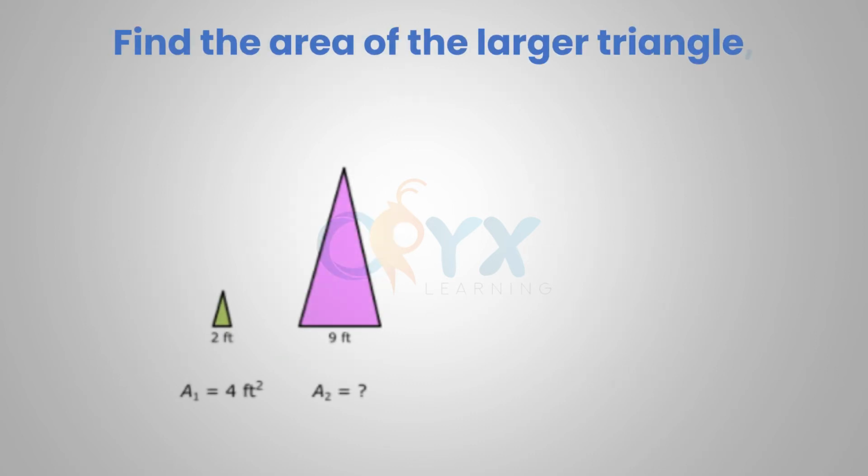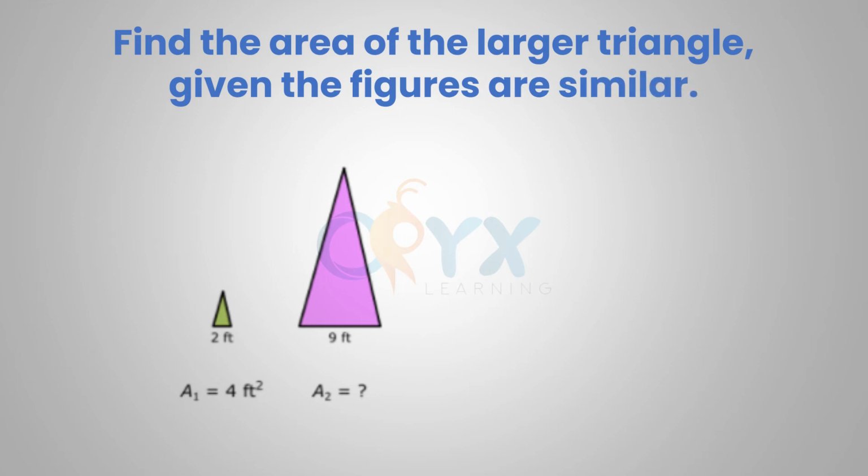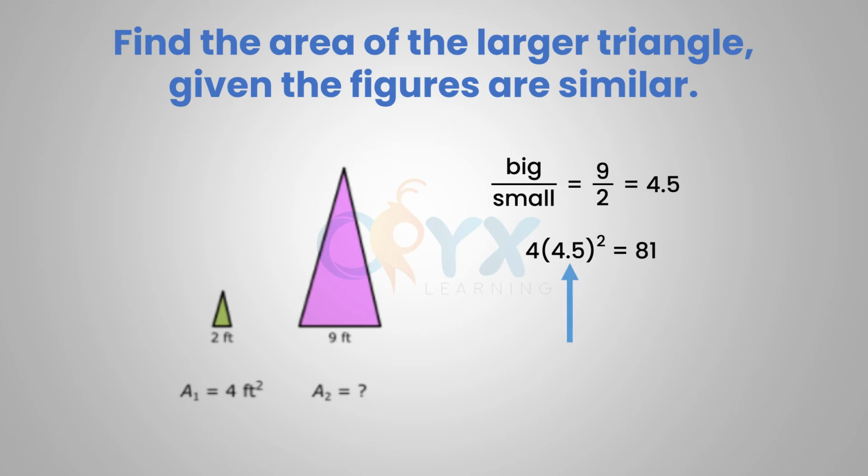Find the area of the larger triangle given the figures are similar. Again, comparing the triangles from big to small, the base of the bigger triangle is 9, and the base of the smaller triangle is 2. 9 divided by 2 is 4.5. So the scale factor is 4.5. In order to find the area, we'll multiply the area of the smaller triangle by the scale factor squared. So 4 times 4.5 squared equals 81. And remember, area is a squared unit.